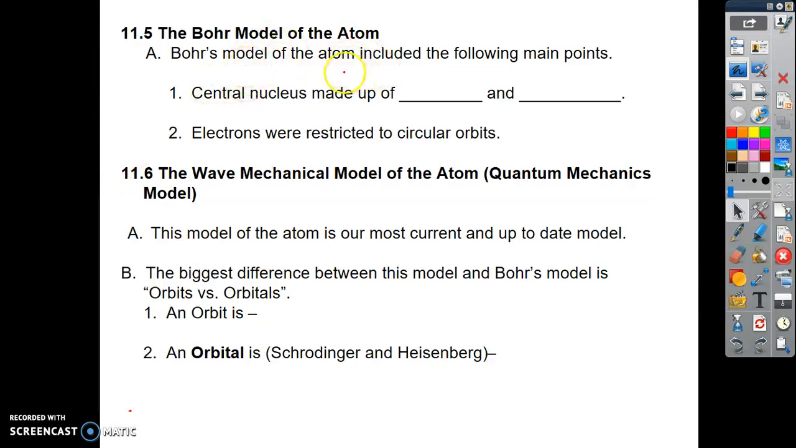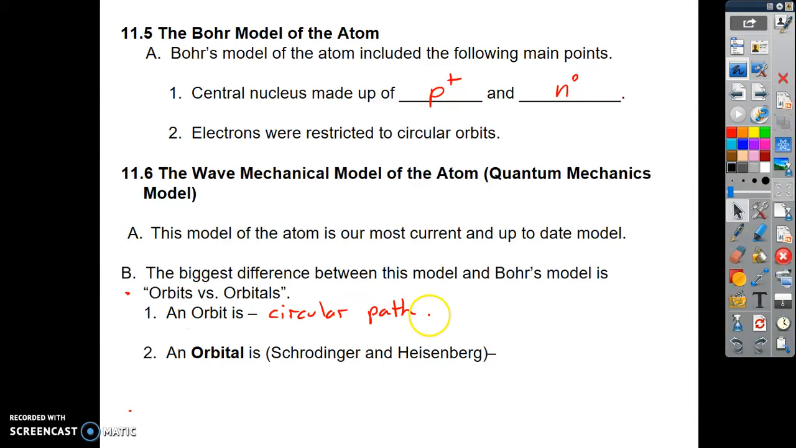The Bohr model of the atom had a couple of main ideas. The nucleus was made of protons and neutrons, and electrons were going outside that nucleus in these circular orbits, kind of like the moon orbits the Earth, or planets orbit a star. The wave mechanical model of the atom is a little bit different. And the biggest difference is the difference between orbits and orbitals. So an orbit is just a circular path.